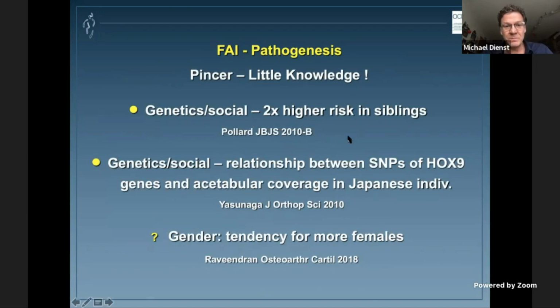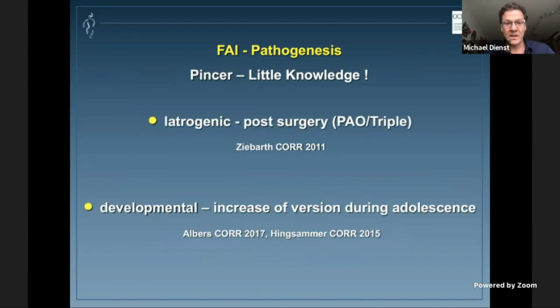We know much less about pincer impingement, the development of pincer. It has been shown that there is also a higher risk in siblings. There are probably also some genetic aspects. There may be a relationship between some genes and acetabular coverage, which has been shown in Japanese individuals. And there's probably also a slightly higher tendency for pincer FAI in females.